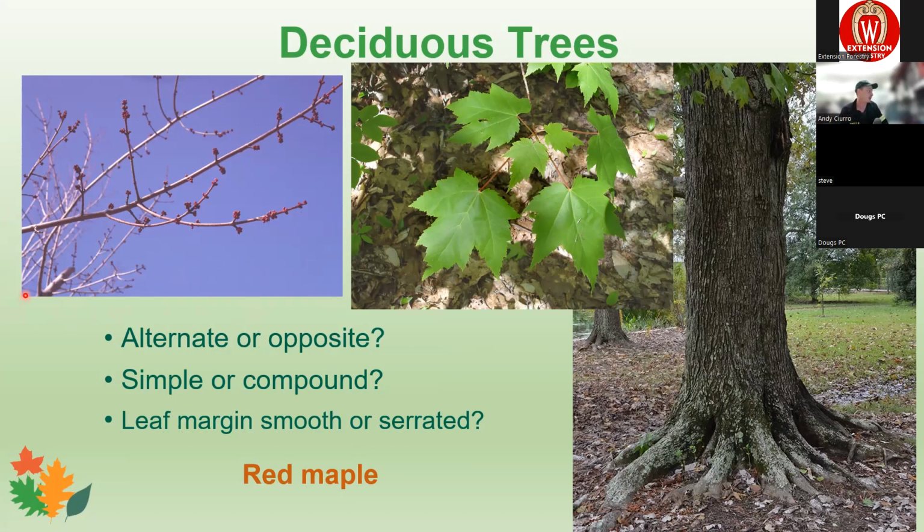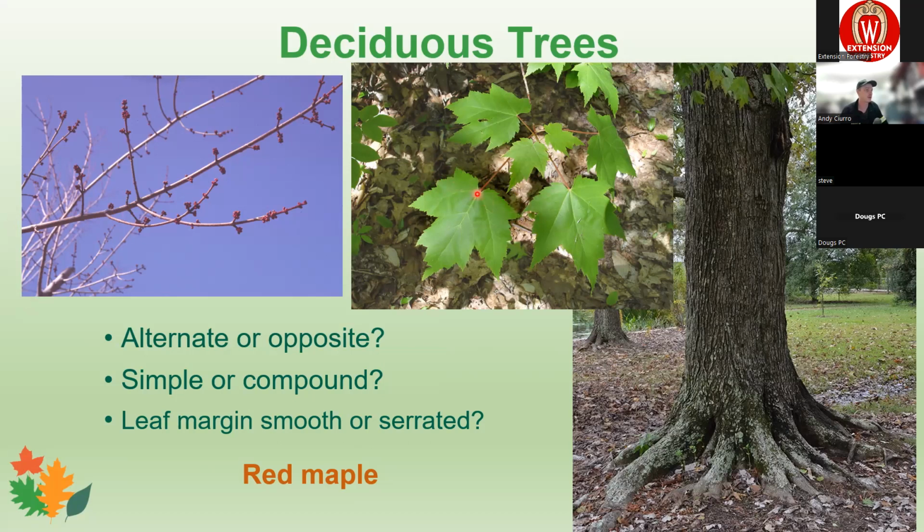Our leaf margin entire. So that's one thing I don't think I mentioned yet. Leaf margin entire. What does entire mean? That means smooth. So smooth, not toothed or serrated. Okay, 5 lobes.